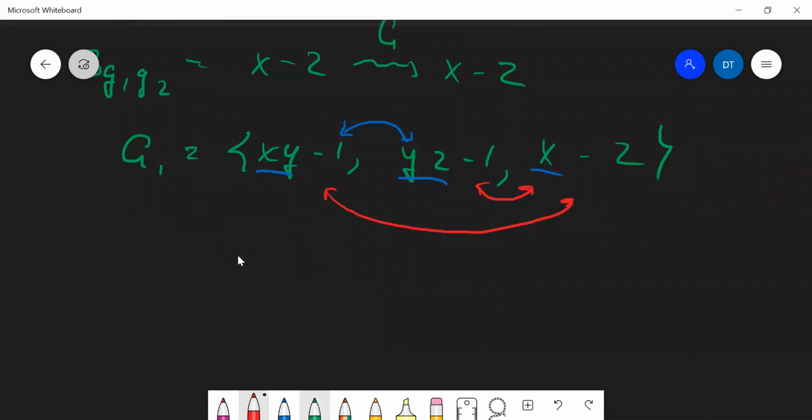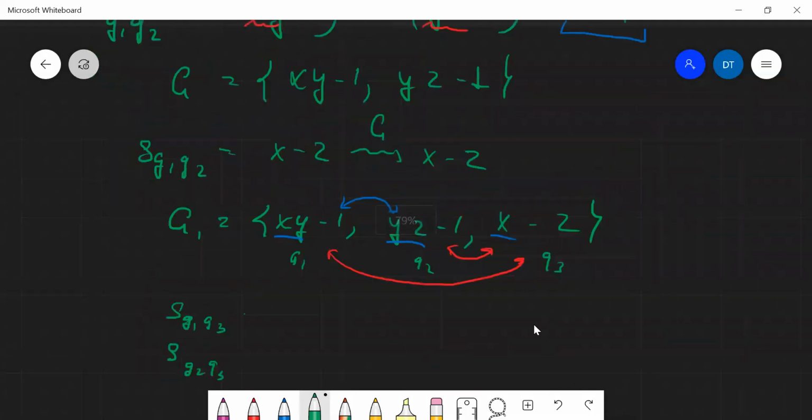Now, here we have to check two polynomials. Let's say it's G1, G2, and G3. So we have to check the S polynomial of G1 and G3, and we have to check the S polynomial of G2 and G3. Are there any questions until this moment?